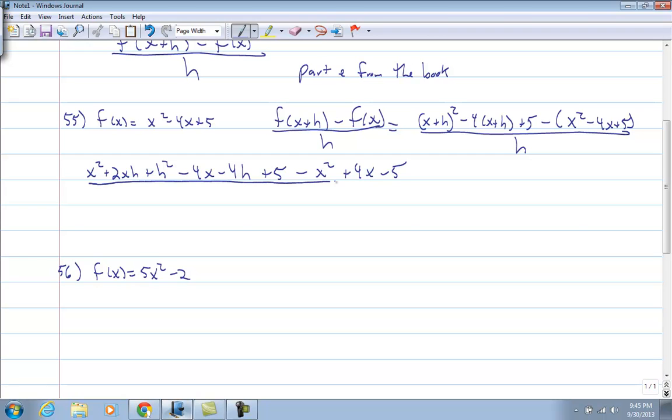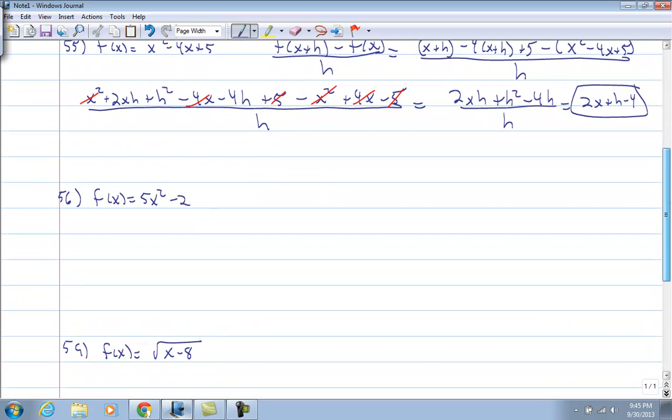All divided by h. And some things are going to go away. For example, plus 5 and minus 5. Okay, got that. I have a minus 4x and a plus 4x. Okay, got that. A minus x squared and a plus x squared. Okay, I got that. And what's left is 2xh plus h squared minus 4h all divided by h. And if you do this right, you'll have an h in every term. Here we can factor out that h, leaves us 2x plus h minus 4. And that's it.